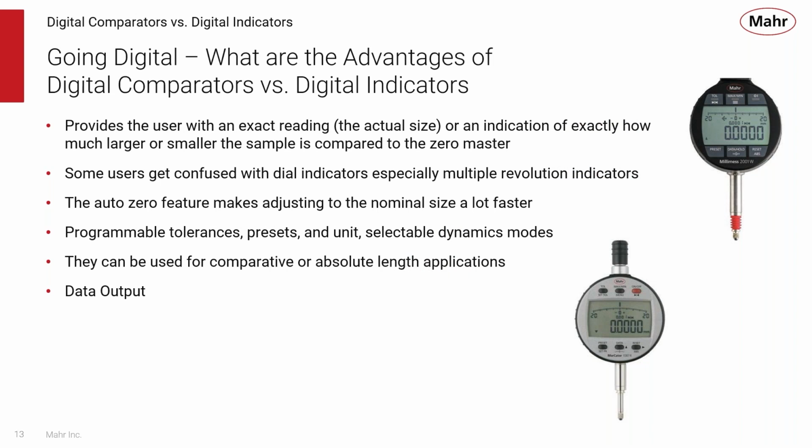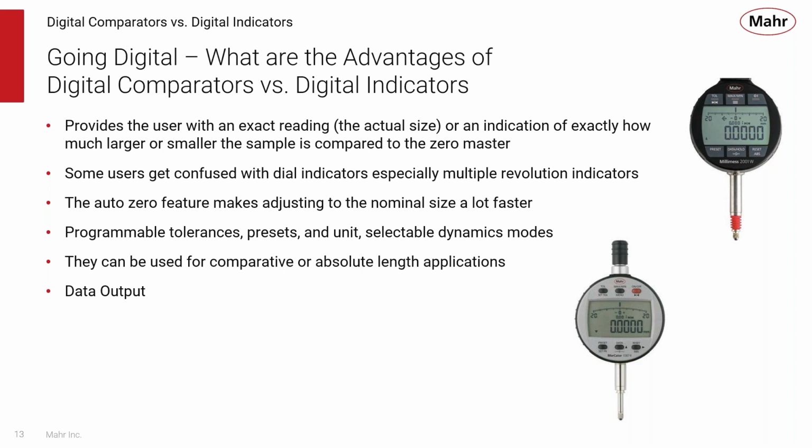So when you're talking about going from an analog indicator or comparator to a digital, what are the advantages? Well, the digital indicator or comparator is always going to provide an exact reading. There's going to be no guesswork between splitting grads. It's always going to give you an exact measurement. Sometimes operators can get confused by dial indicators because they can be a little bit tricky to read, particularly when the dial indicator has multiple revolutions built into it. It can be hard to manually track and count all of that in your head, whereas a digital indicator or comparator will just be displaying that measurement. There's no counting you have to do.